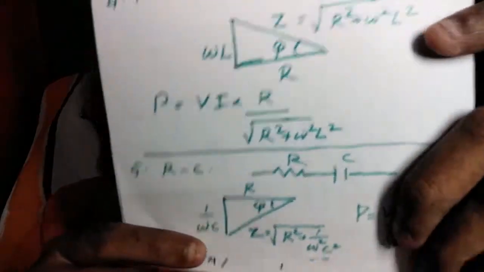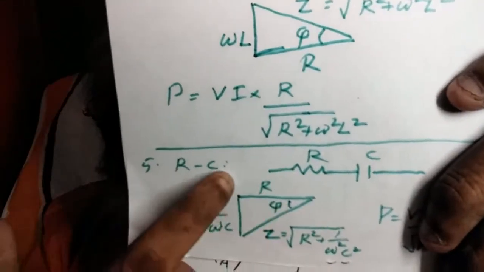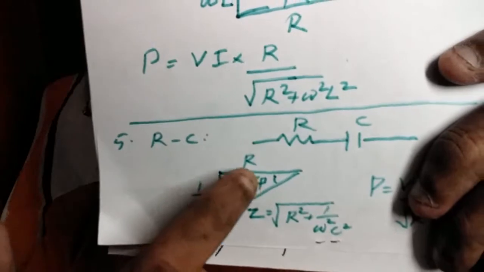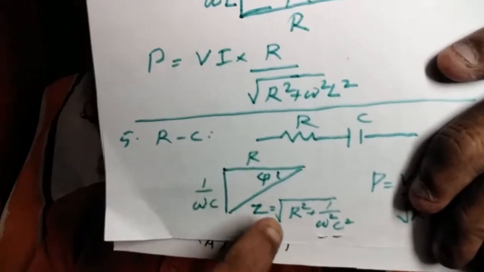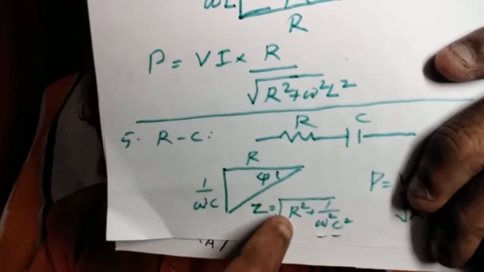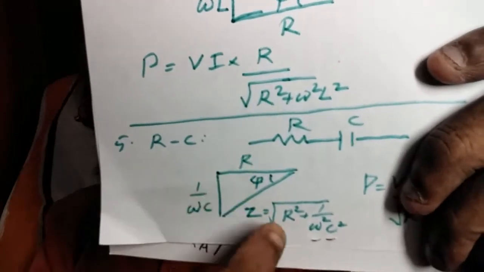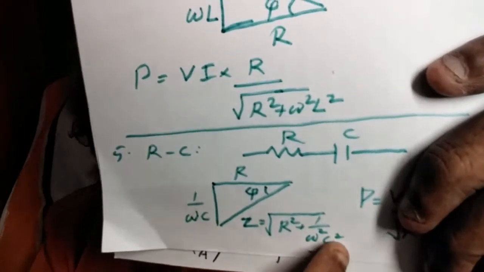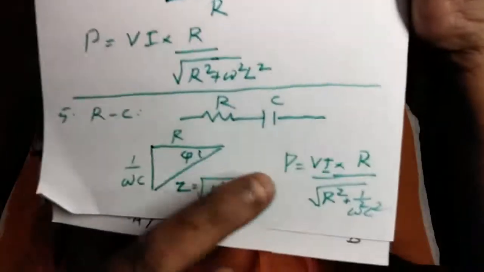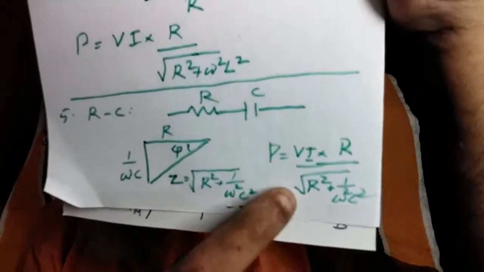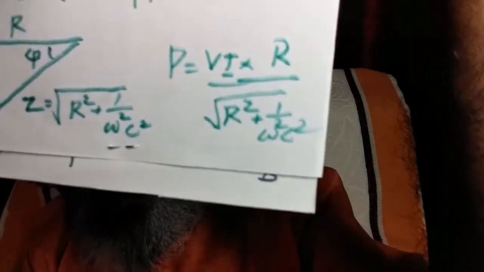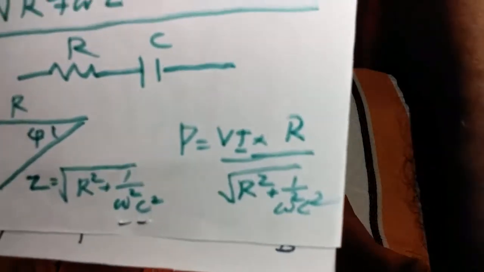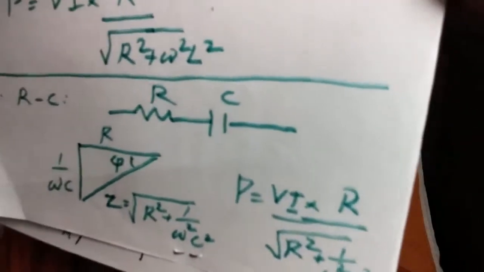Next is RC combination, right triangle, impedance triangle. Here also cos phi is R by Z, and cos phi equals R by square root of R square plus 1 by omega square C square. So power consumed is P equals VI R by square root of R square plus 1 by omega square C square. That is the power consumed in RC combination.